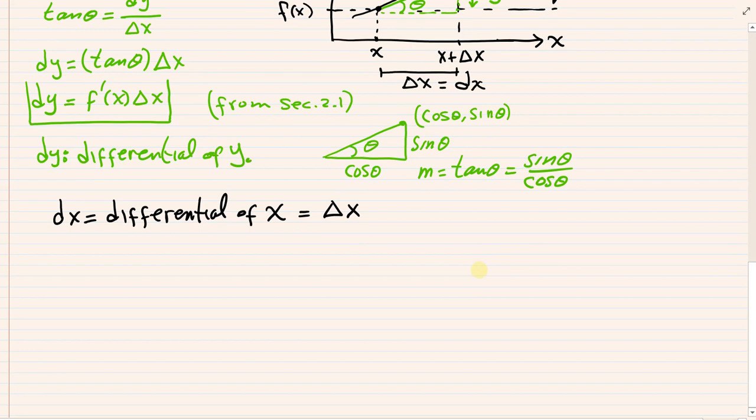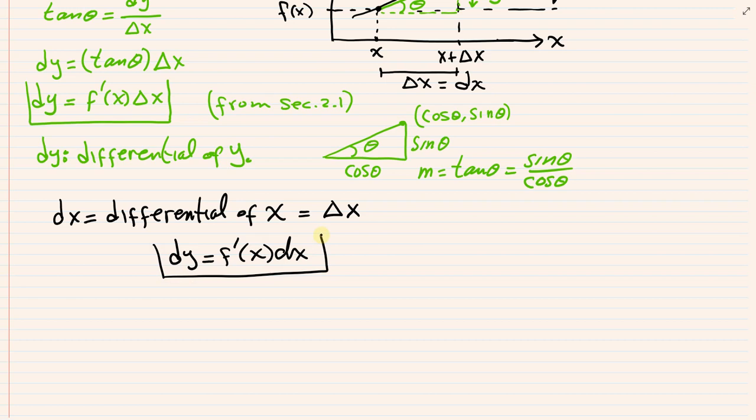The approximation appears in the value of the function that we are approximating. So therefore we can say that dy is equal to f prime of x times dx, and that's how the differential of y is calculated. And remember, the differential of x is equal to delta x, so we have that established.